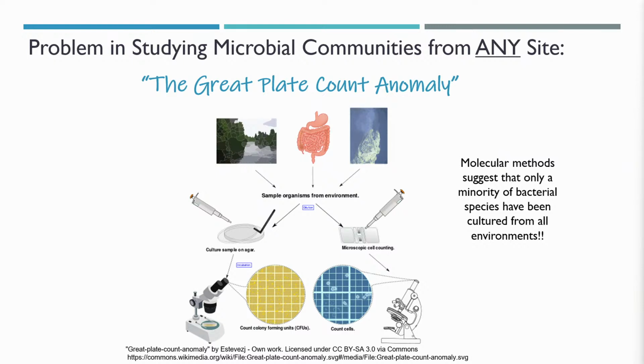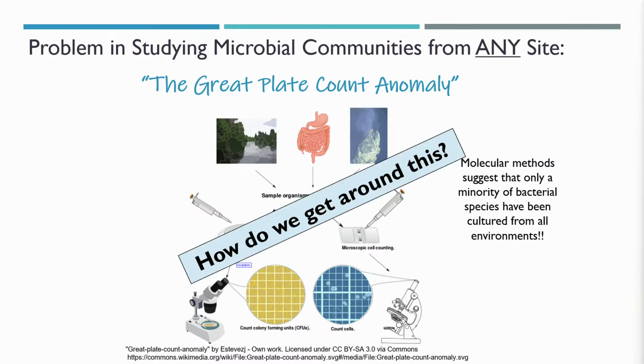Essentially, if you're trying to count how many cells there are, you'll see more under the microscope, but when you put it in media, something it's supposed to like, you'll see less of it. So it's really puzzling. Different molecular methods have suggested that only a very small minority of bacterial species have been cultured from all environments. It's about 1%. So how do we get around this? How do we study the 99% of bacteria that exist, but we can't grow in a lab yet?